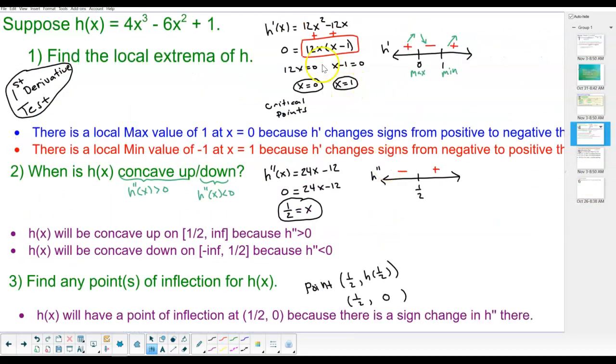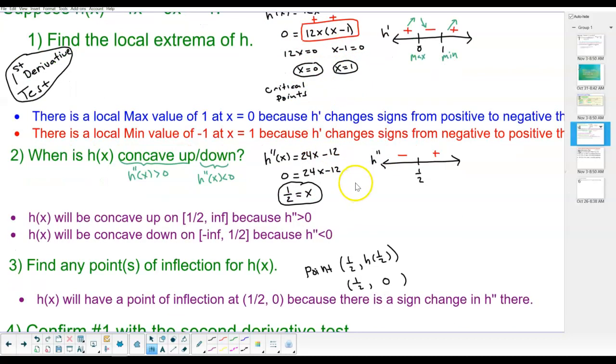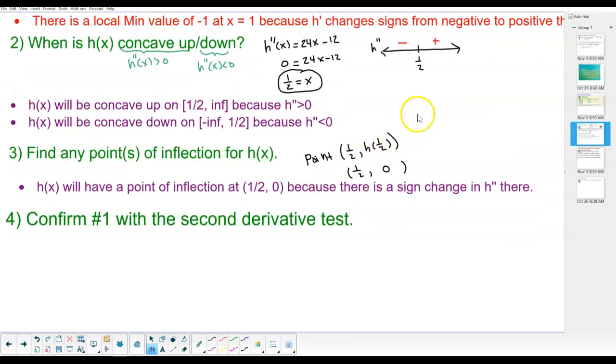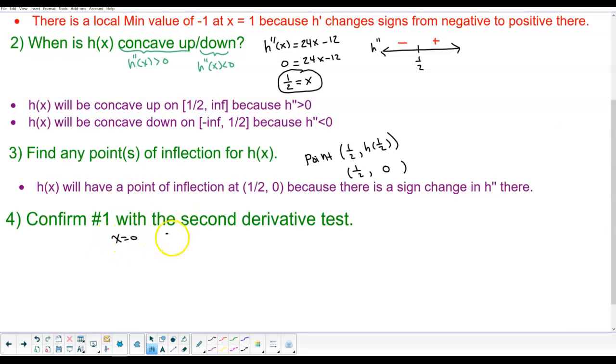What do I need? I need the critical points, so 0 and 1. We already found those. And then I need the second derivative. So x equals 0, x equals 1. And what we're going to do is test those into the second derivative. So I want to find the value of h double prime of 0. So go back up to the second derivative. Now we're going to plug in 0.